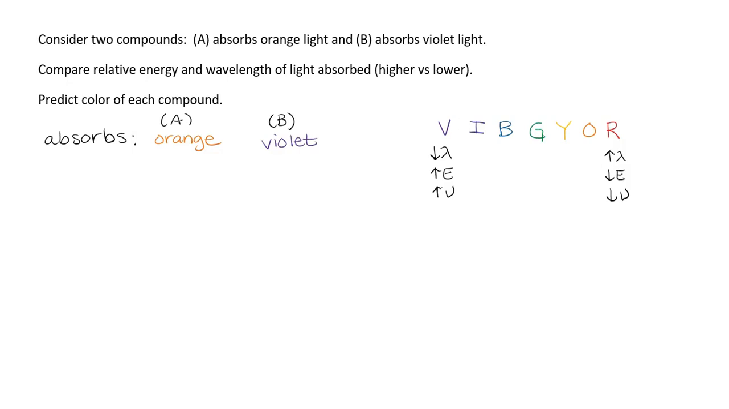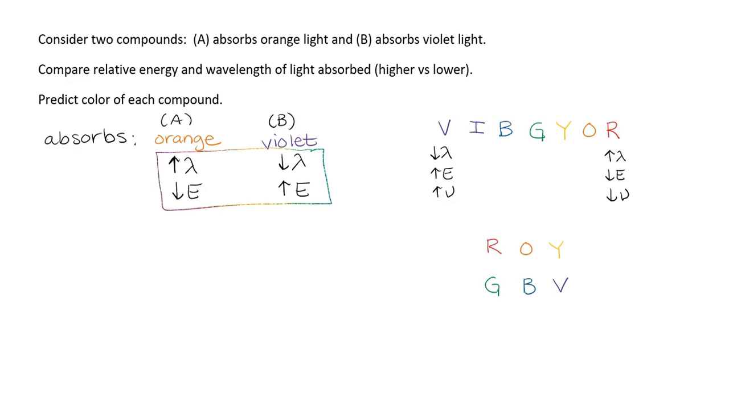So if we're comparing orange to violet, orange has a higher wavelength compared to violet, and orange has a lower energy compared to violet. The next question is asking for the color of each compound. And for this, we look at the complementary colors, ROY versus GBV. So we can see from that little chart that if the compound absorbs orange, then its color must be blue. And if the compound absorbs violet, then its color must be yellow.